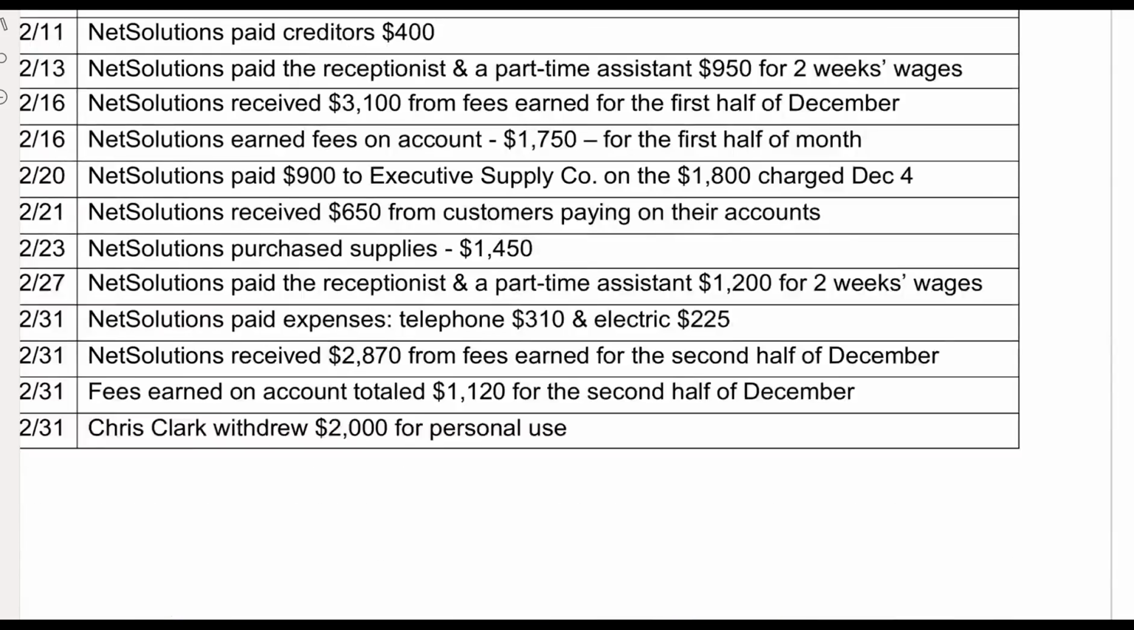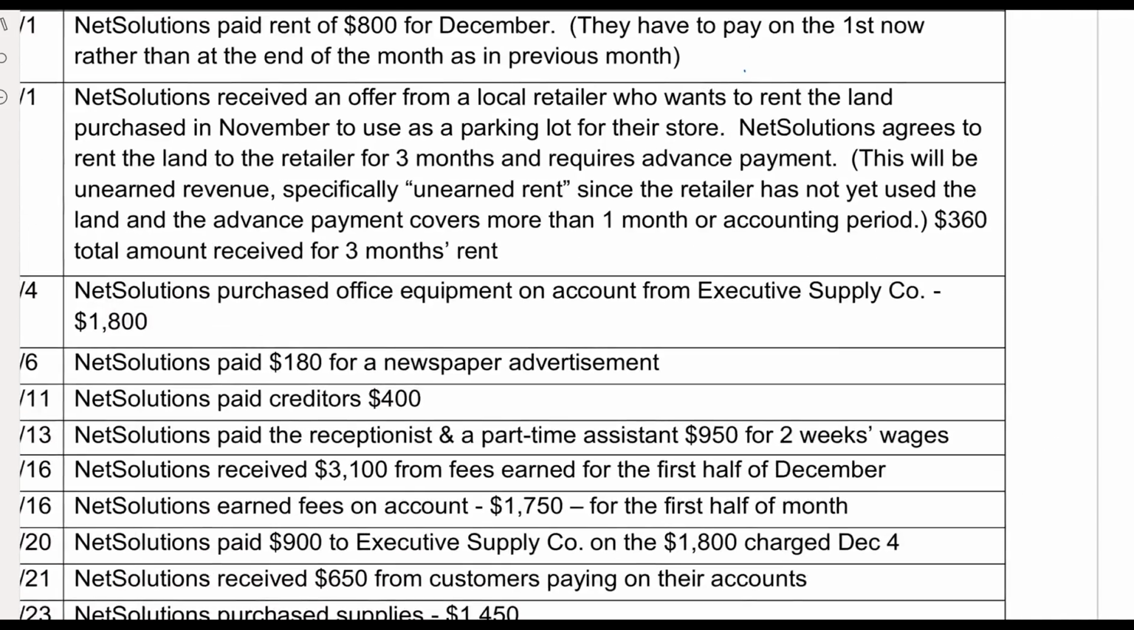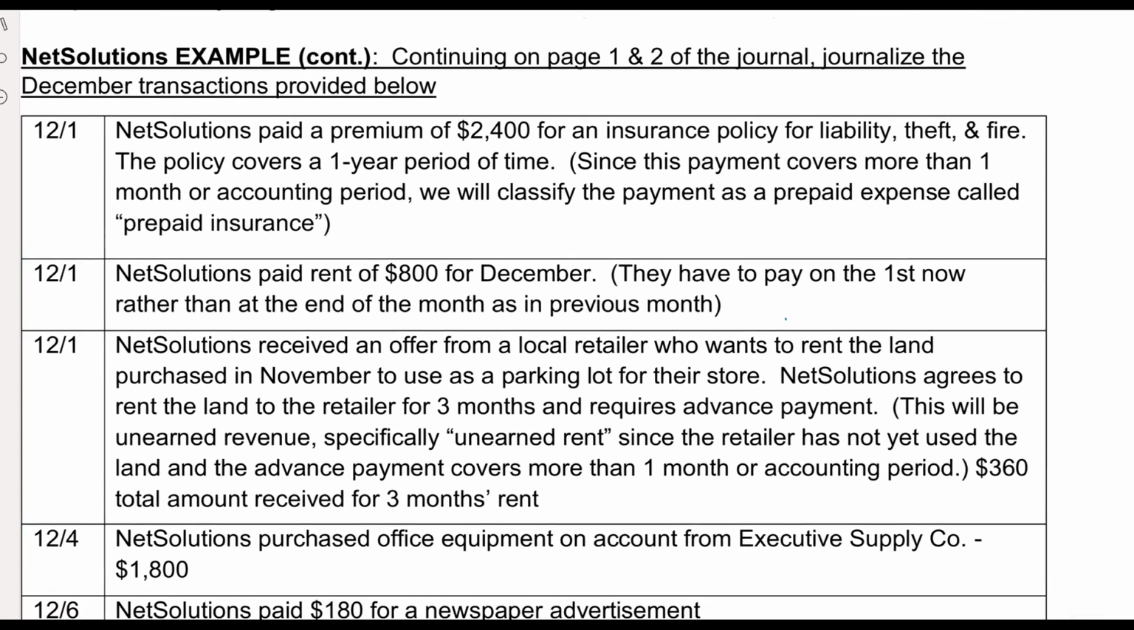The next thing I asked class to do was to go back to your December transactions and go through those 4 steps, work through these on your own, and go through the steps to prepare these for making your journal entries for December. I went through the first 3 with them because they're a little bit different. The first one says Net Solutions paid a premium of $2,400 for an insurance policy that covers 1 year.